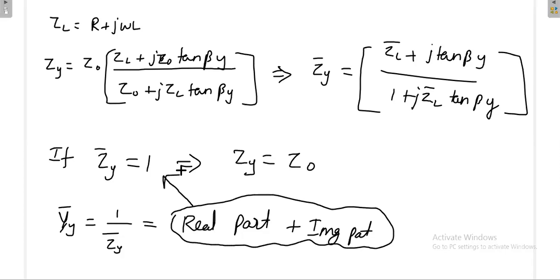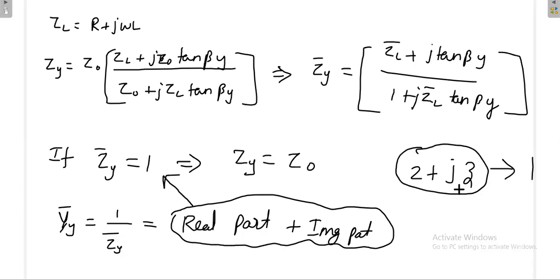But for a moment, at this point, say for example I have 2 plus j3. Somehow I have to make this value 1. For the first step, I'll try to cancel the imaginary component. How can I cancel the imaginary component? Simply introduce the negative reactance. If you already have positive reactance, you simply introduce the negative reactance. Then the complex number goes, and only the number 2 remains. Later we will see how to make 2 a 1.